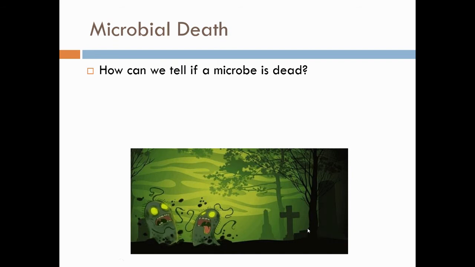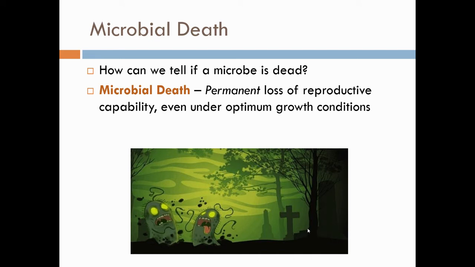So how can we tell if we have a dead cell or if we have a static cell, a not dividing cell? Well, under the microscope, we can't see a whole lot of activity in our bacteria, can we? So what are we going to look for? If we're looking for microbial death, the way we define that is that it's a permanent loss of reproductive capability, even under optimum growth conditions.